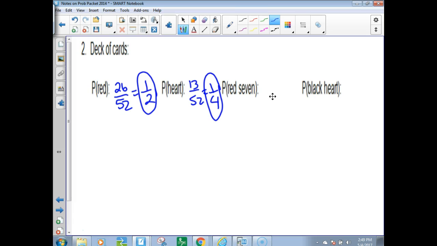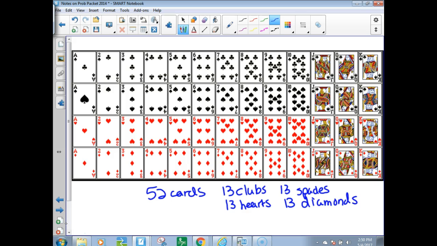Probability of getting a red 7. How many red 7s are there? There are 2 out of 52, so that gets reduced to 1 out of 26. And the probability of having a black heart? No chance. None of us here have a black heart. Kind of a joke in there, guys.